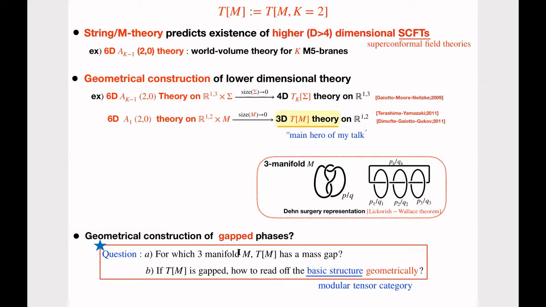This system only depends on the topology of the three manifold, because we take the size to zero limit, and the only relevant information that survives at size zero is the topological data. So this theory is fully determined by the topological data of the three manifold. Yeah. Okay. Go ahead. Thanks. Thank you.